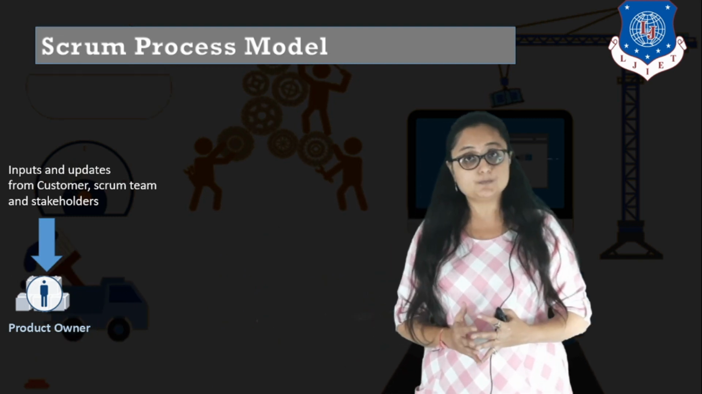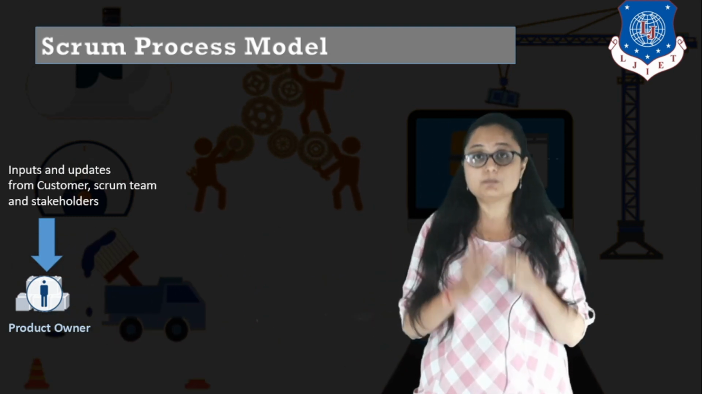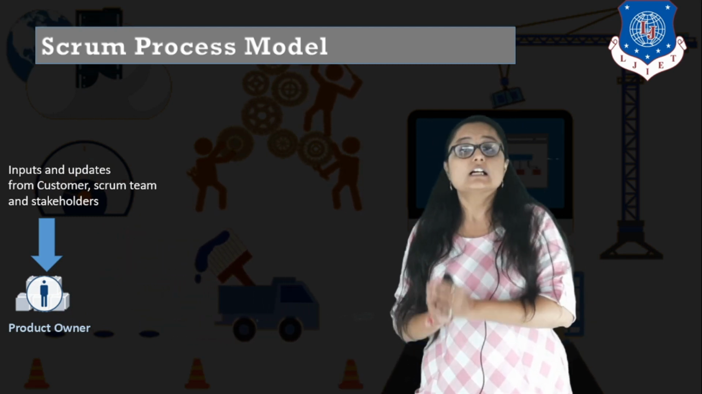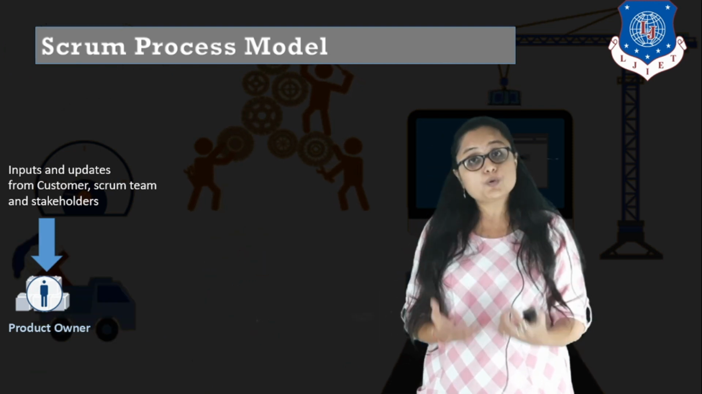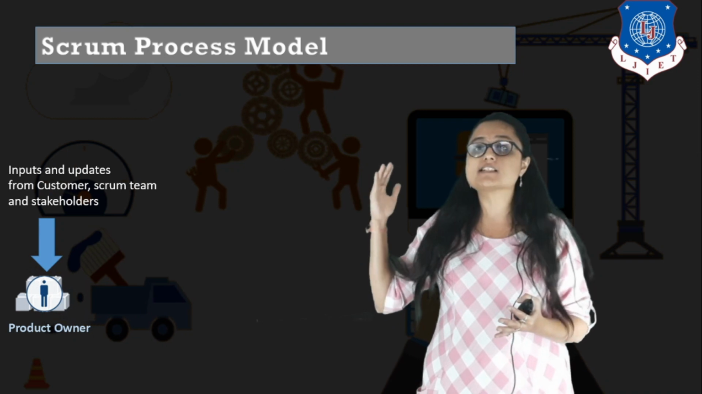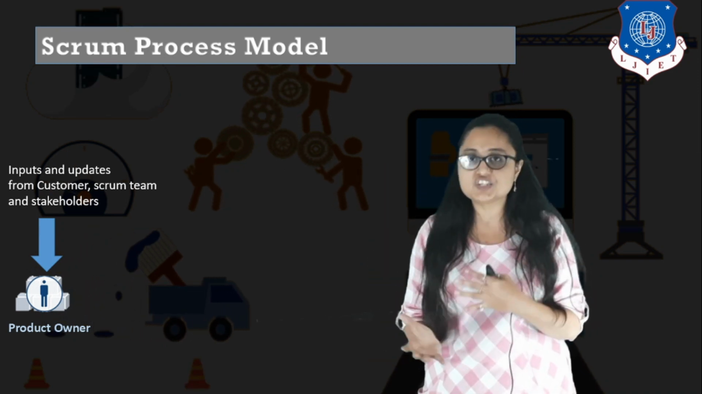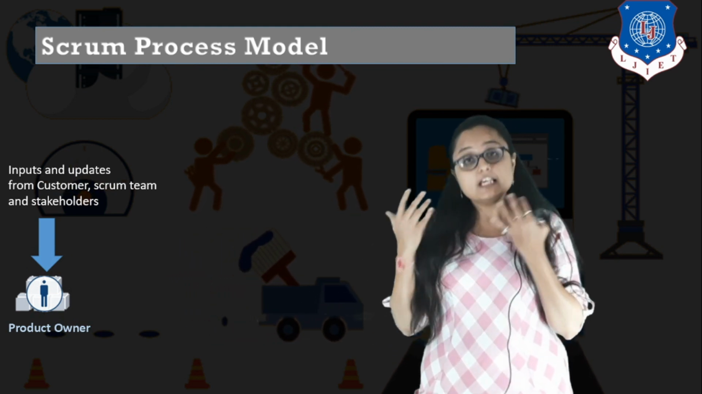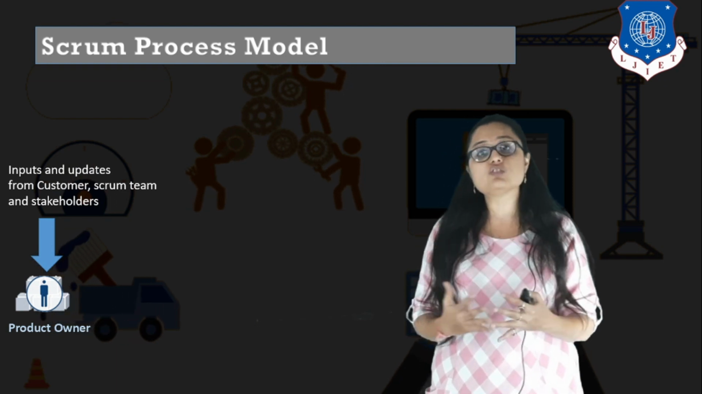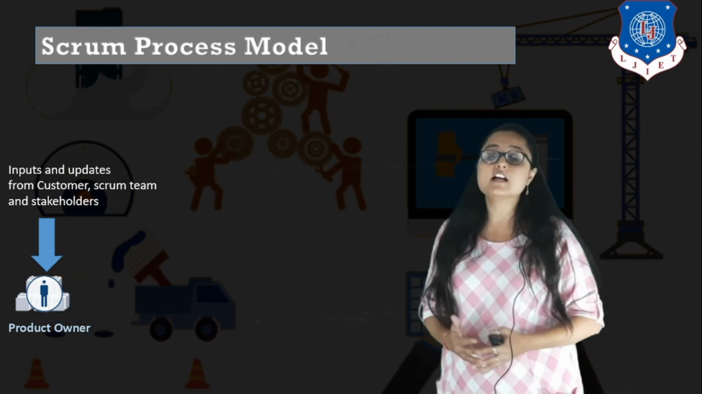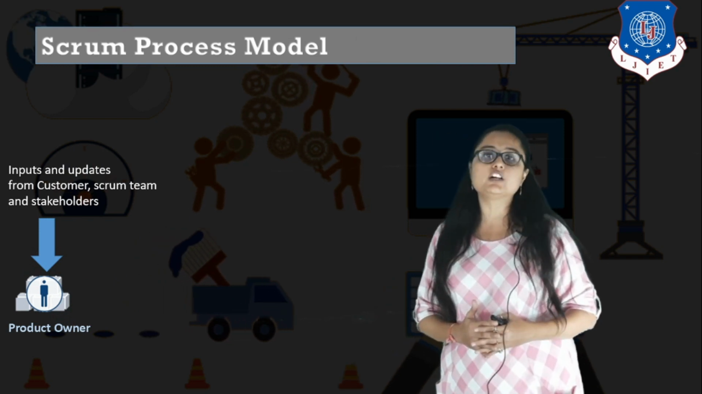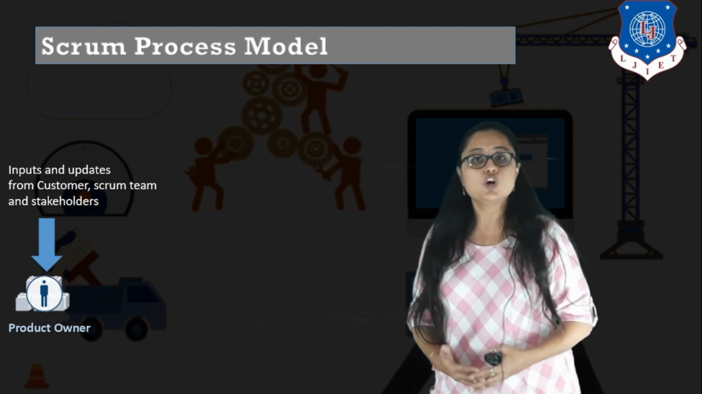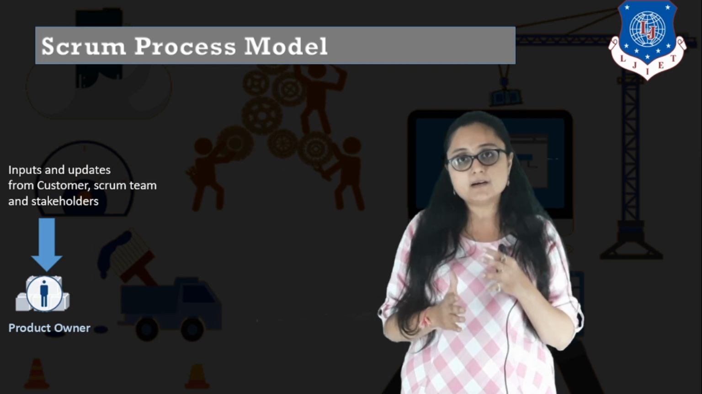Product owner is basically a person who takes all the inputs and updates of all the functional as well as non-functional requirements from the customer. Also the product owner takes updates from the Scrum team, that is, if there is some change in the requirement or in the development schedule. Also all the executives and stakeholders will consult the product owner for the timely delivery of your software.